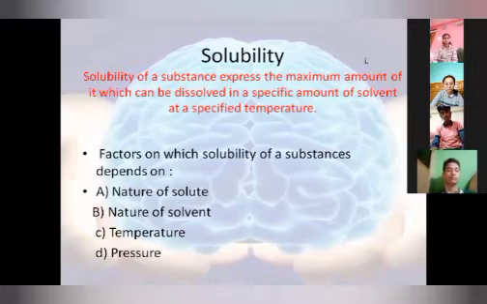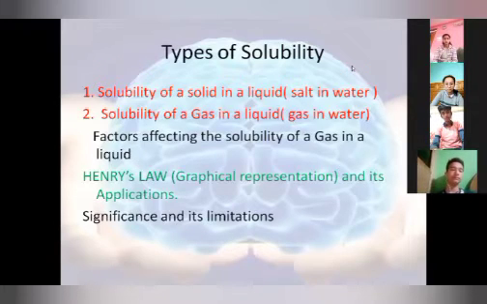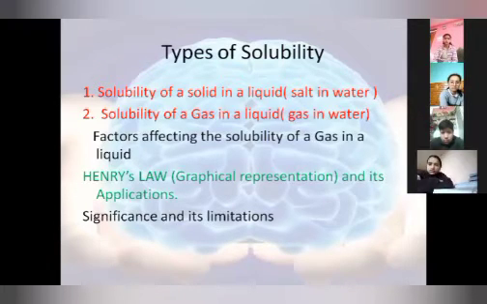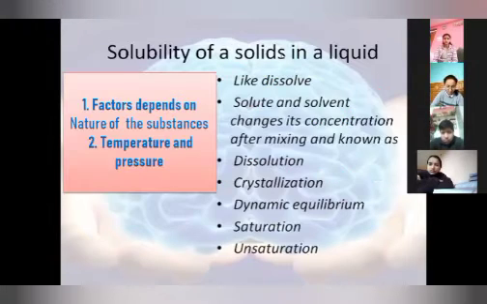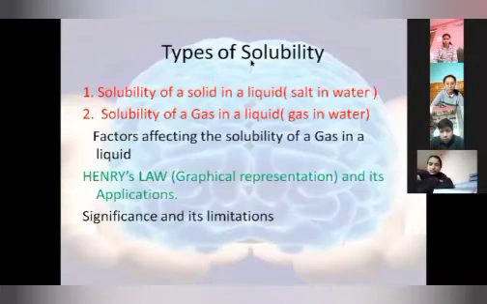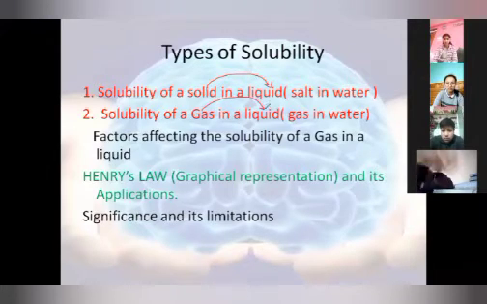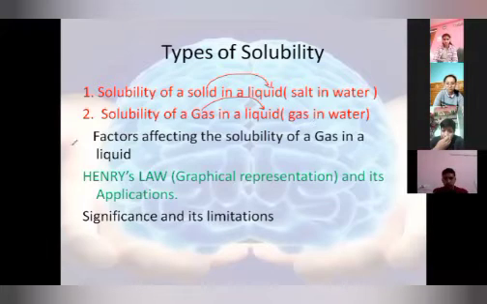And now next, types of solubility. There are basically two types of solubility. The first is solid in liquid, which we have just discussed with an example, right? We have taken the example of salt in water, that is solid in liquid. Then gas in liquid. We are not talking about liquid in liquid now. In gas in liquid, there is oxygen present in water, or any other gas present in water. There are factors that affect the solubility of gas in liquid.